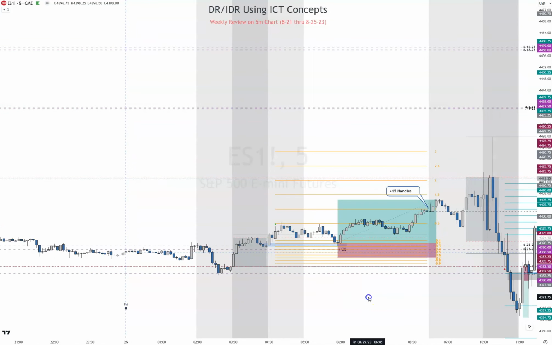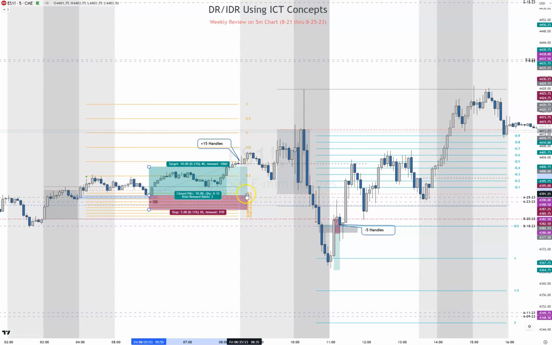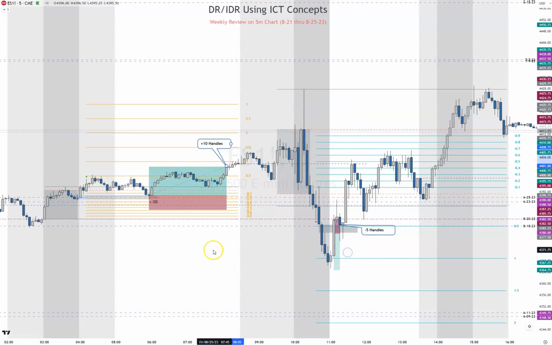Okay, so let's see what Friday does. Here's Friday. We have a confirmation to the top side. We have an order block down here. We get our order block hit here. We aim for 1 to 3. Should be 2, so let's just make this 2 right here. Make this 10 handles. Okay, so plus 10 handles.